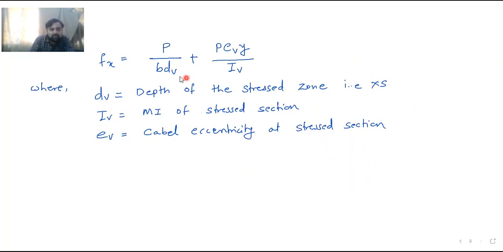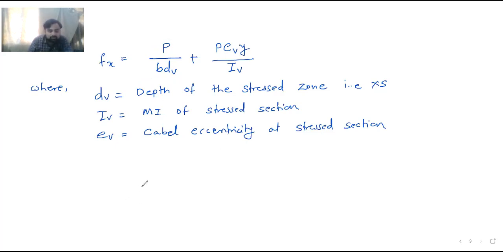EV, IV. Here DV is used as notation. That is why here EV and IV notation is given. If you don't want the V, you can remove it. You can remember it as P E into Y by I. Okay. So this is the formula to calculate the effects. If eccentricity is 0, then this term will become 0 and you get it as P upon BdV. Effects is the horizontal stress.